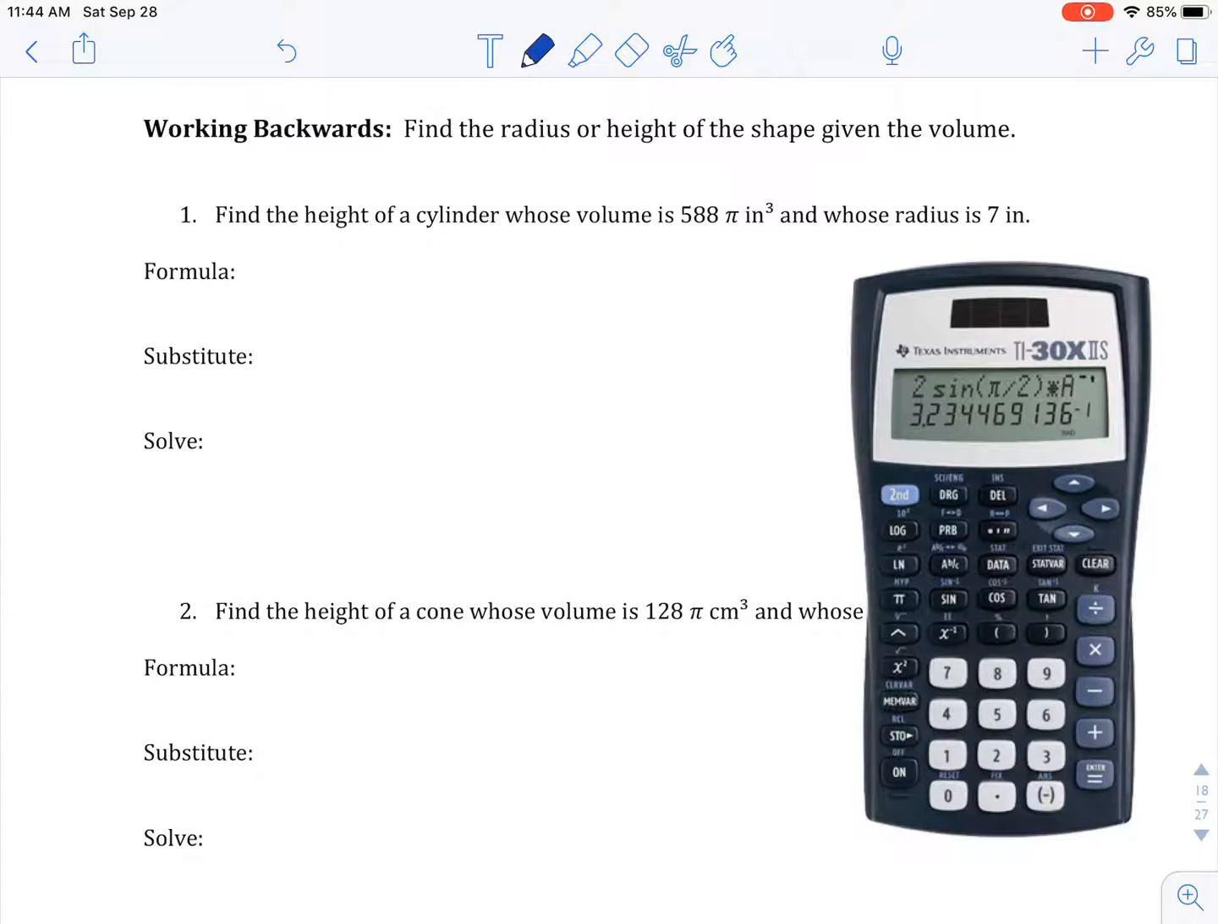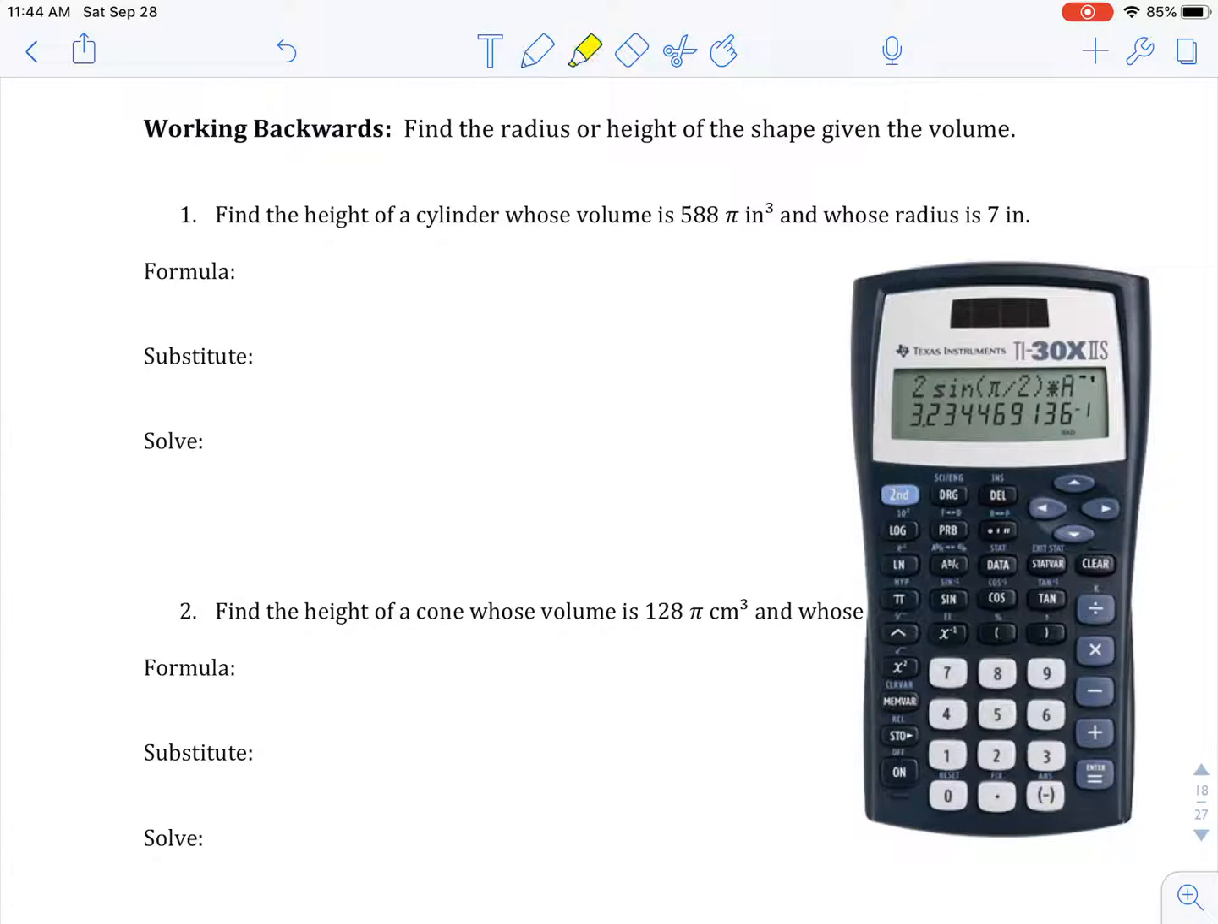Hi everyone. We're going to look at how to work backwards with volume in order to find the height of a cylinder or to find the radius of a cylinder given one of the other two. We're going to start with that, and we're going to look at cones and we're going to look at spheres as well. So the first thing we want to do is make sure we have the right formula.